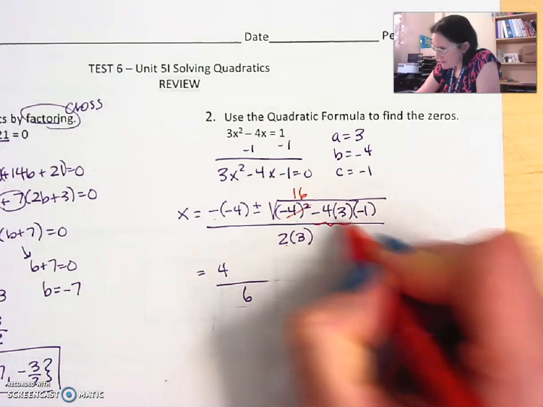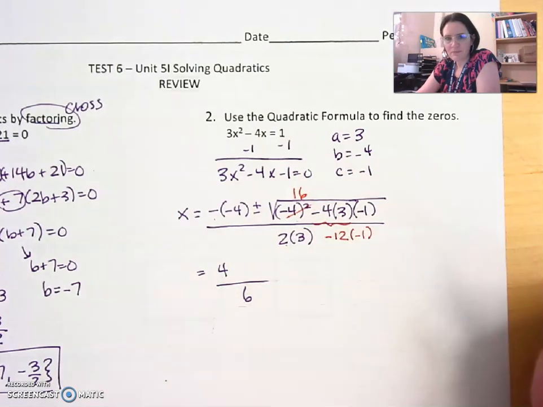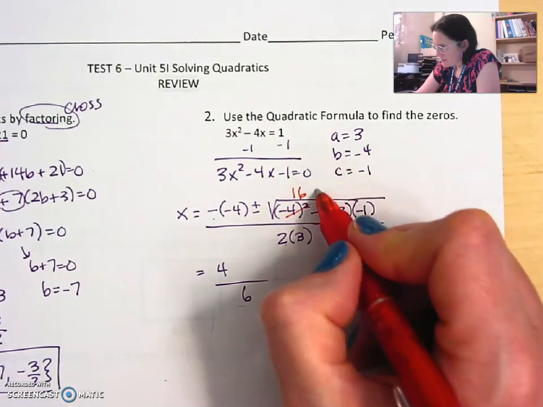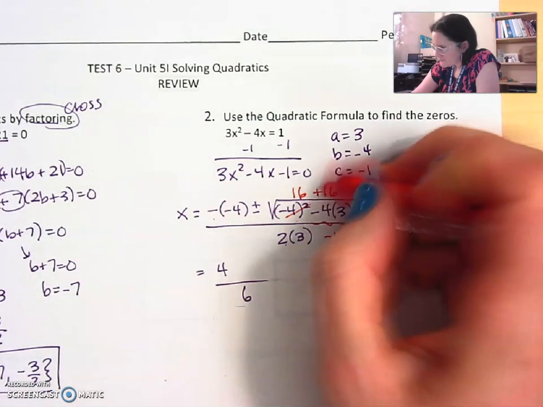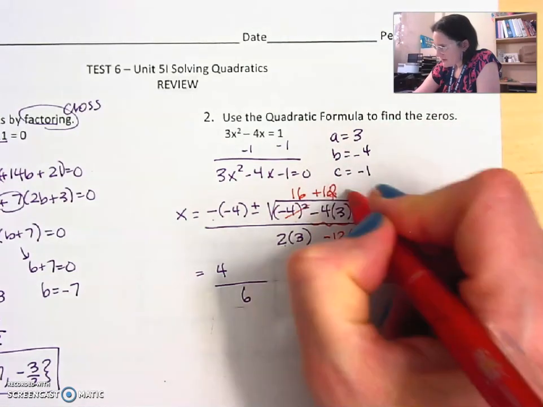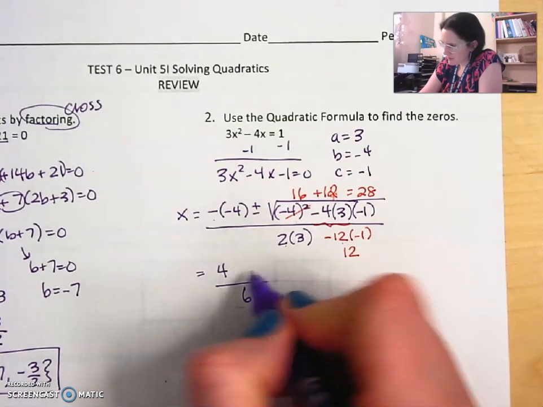So -4 times 3 is -12. Bring down the -1. Now this is a multiplication. -12 times -1 is +12. So I'm going to bring that back up here with the 16. 16 plus 12 is 28. So that is what is inside my radical.